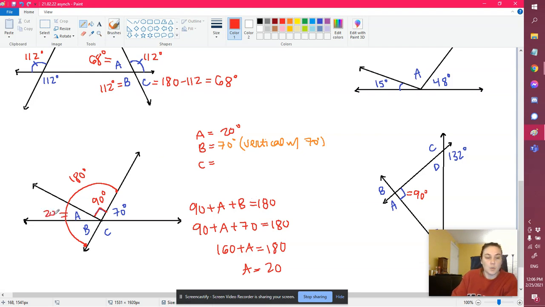And then once we know this is 20, and once we know this is 70, we can do a couple different things. We can make C a linear pair with 70. We make C a linear pair with this 70. We can also highlight this line and this line as intersections and say that C is the same thing as whatever these two put together are, right? But any which way you slice it, C is going to end up equaling 110.